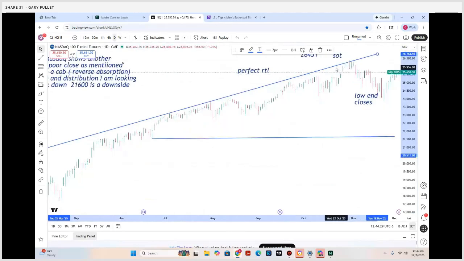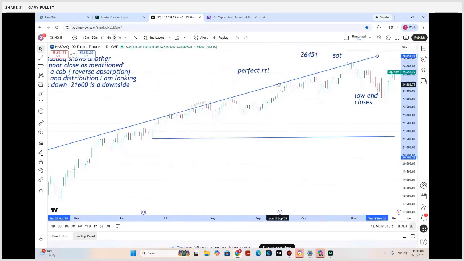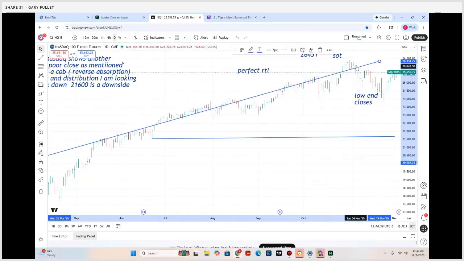Now, we don't treat them as breakouts. If you get above the reverse trend line, for example, let's suppose the market does this, that is not a breakout. That just means the market's more overbought.